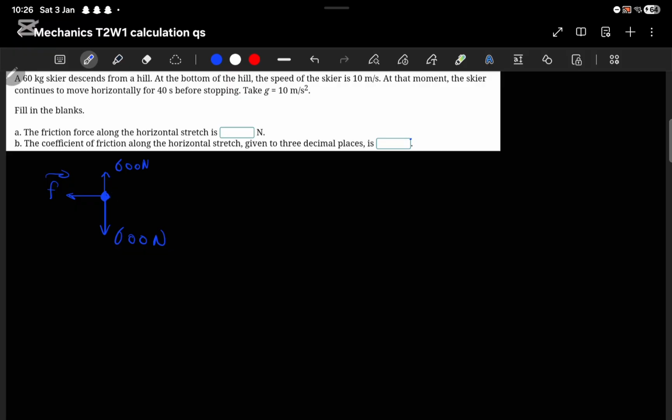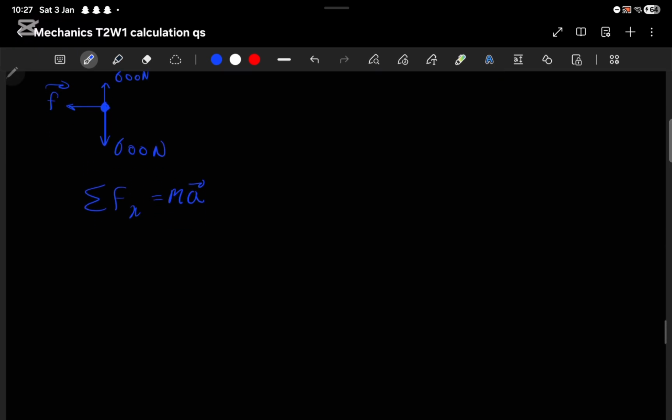Okay, so he's moving, still moving at the bottom of the hill. He is moving, but he's slowing down. So what does that mean? Sigma Fx. We're concerned about friction, right? Sigma Fx is what? ma. Now we don't have a. What do we do? We're going to use our equations of motion, of uniformly accelerated rectilinear motion.